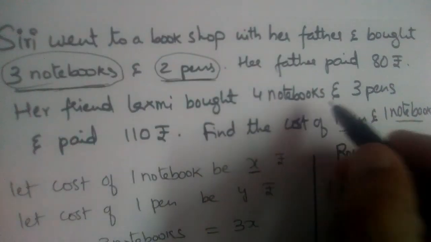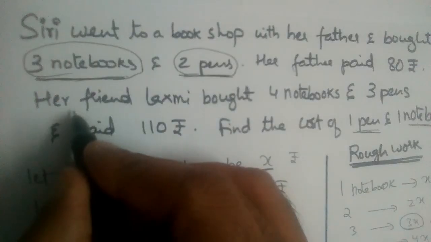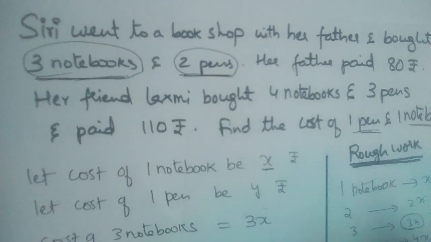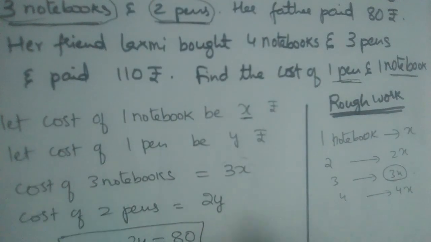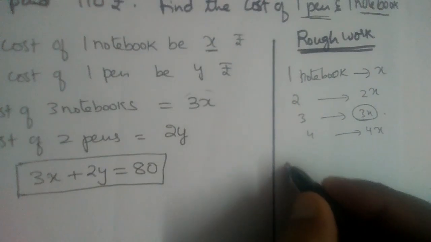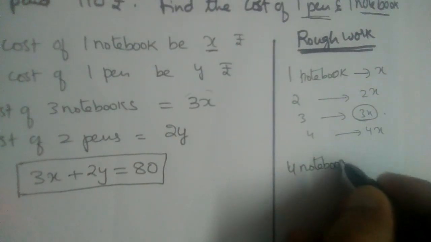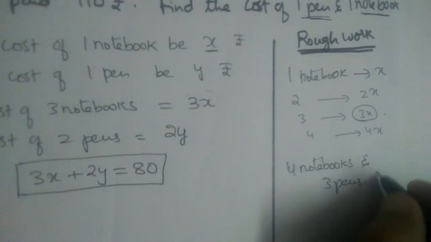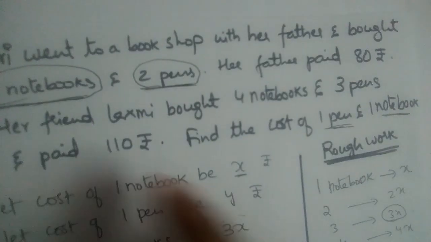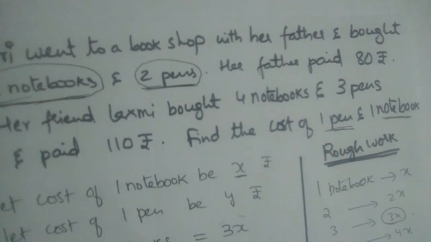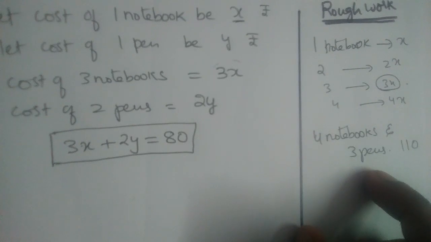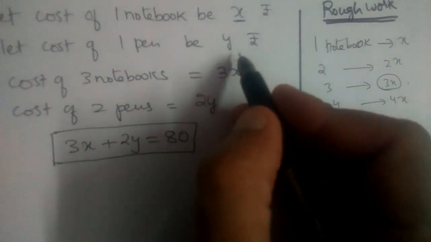All right. Now we have one more situation here. See, Siri's friend Lakshmi bought 4 notebooks and 3 pens. All right. So she bought 4 notebooks and 3 pens and she paid 110 rupees. 110 rupees, right? Now let us write equation for this. 4 notebooks and 3 pens. We know cost of 1 notebook is x rupees.